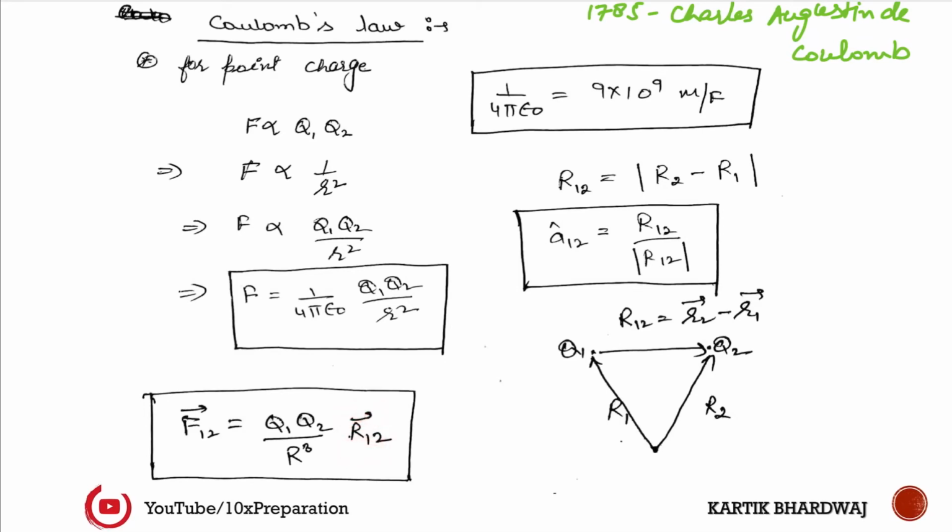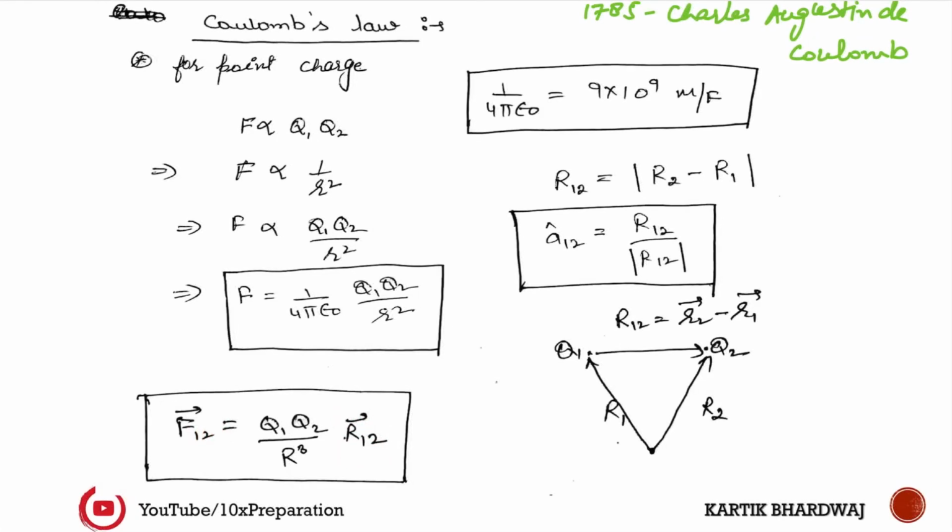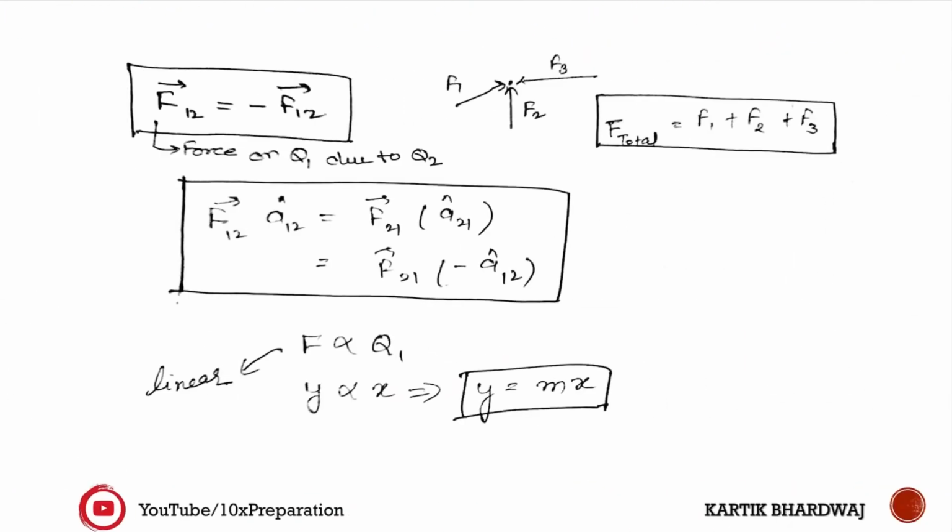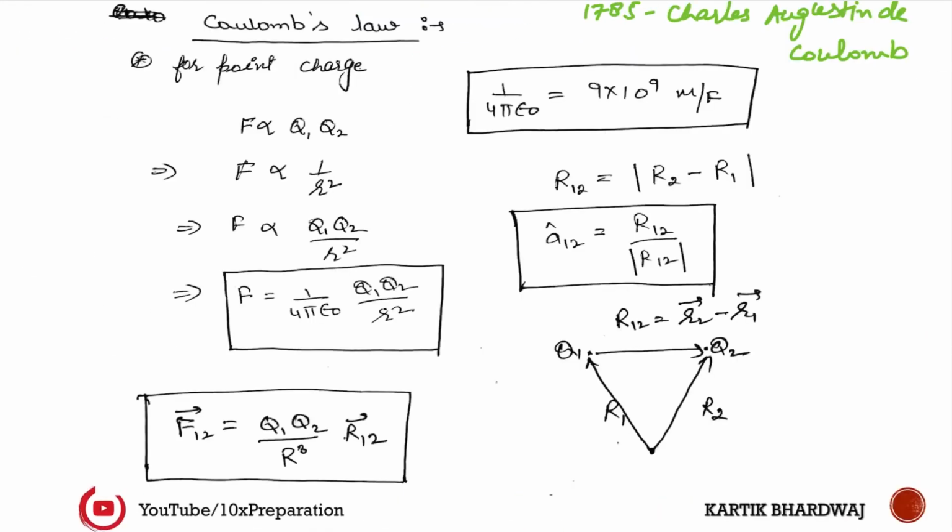Always keep in mind that when 12 is there, it means the force on charge q1 due to q2. I have also mentioned it here: the force on charge q1 due to q2 is written in the form F12. This force is a vector quantity, and whatever force is felt by q1 due to q2 is exactly opposite to the force felt by q2 due to q1.